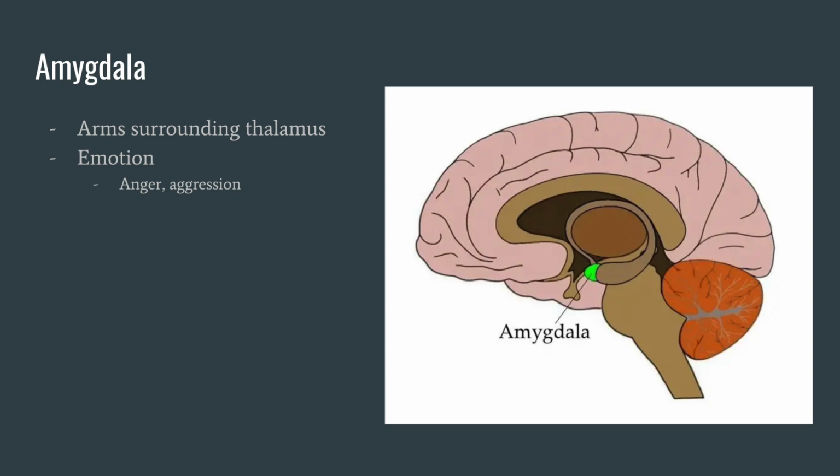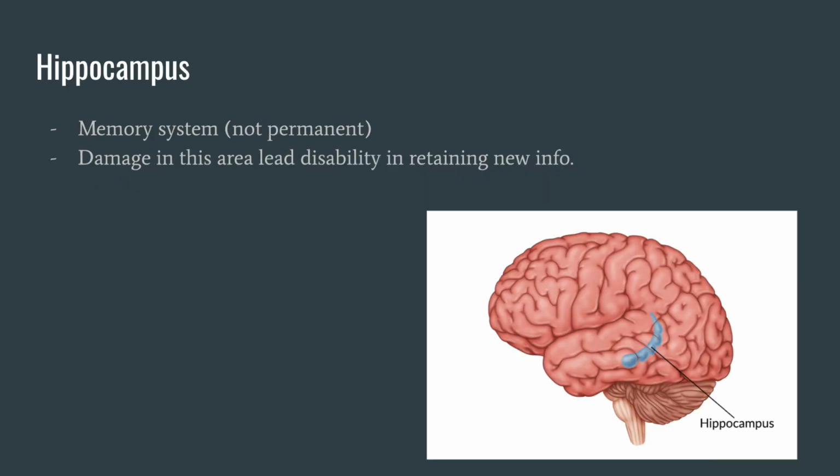Amygdala is also another main and very important brain part that you really need for your AP Psychology exam. It is just around the thalamus, and it is essentially for emotions, but mainly for anger and aggression. Lastly, hippocampus is also very important. It is for a memory system, but not a permanent one. If you damage this area, then it will lead to a disability in retaining new information.